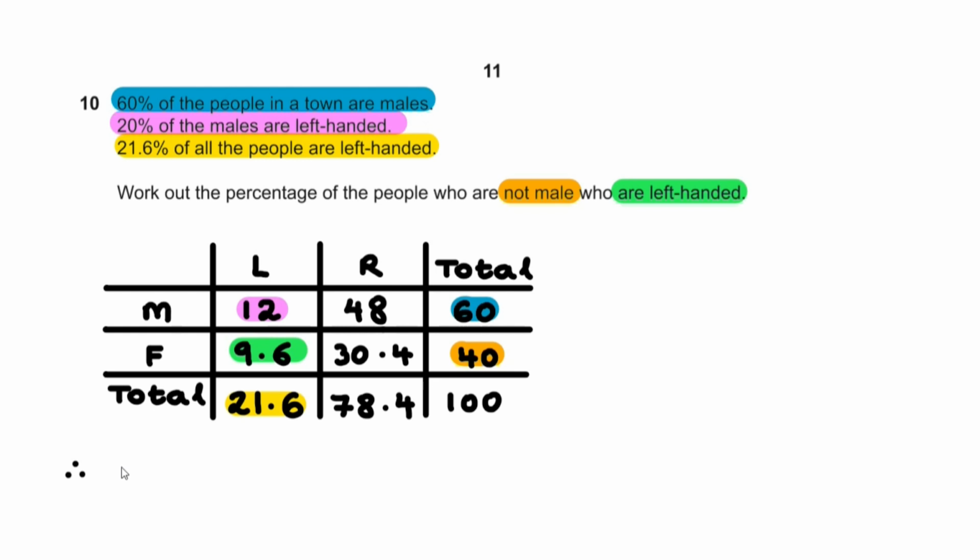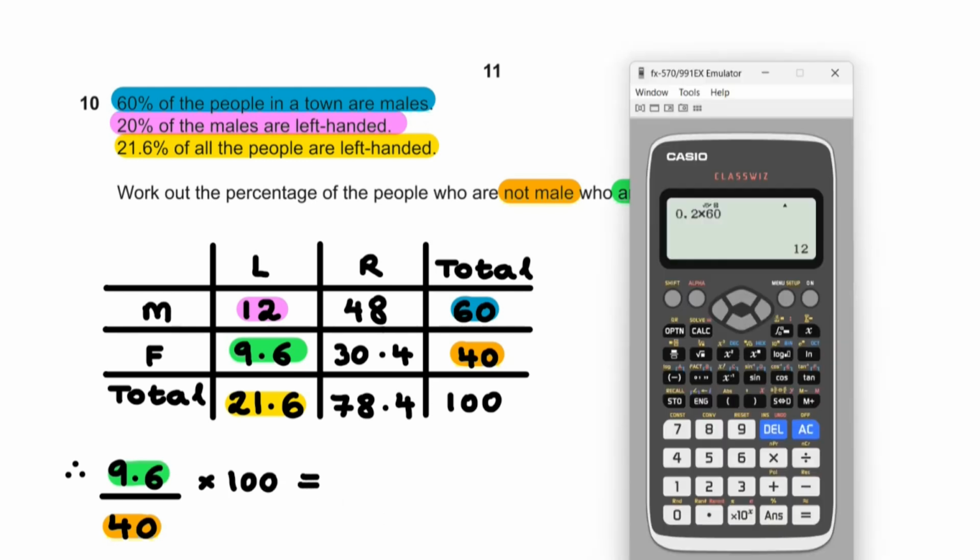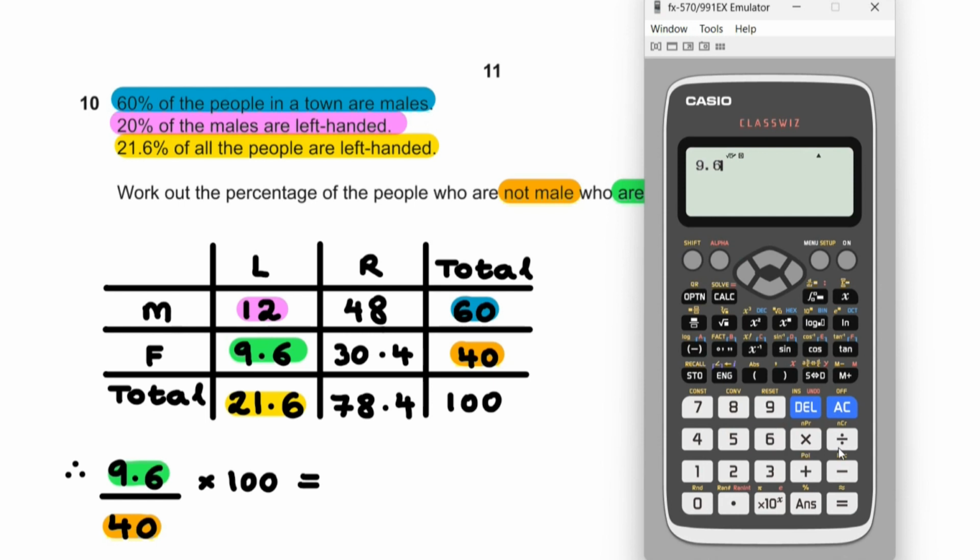So therefore, we have 9.6 divided by 40 multiplied by 100. So if I work this out, we get 24%.